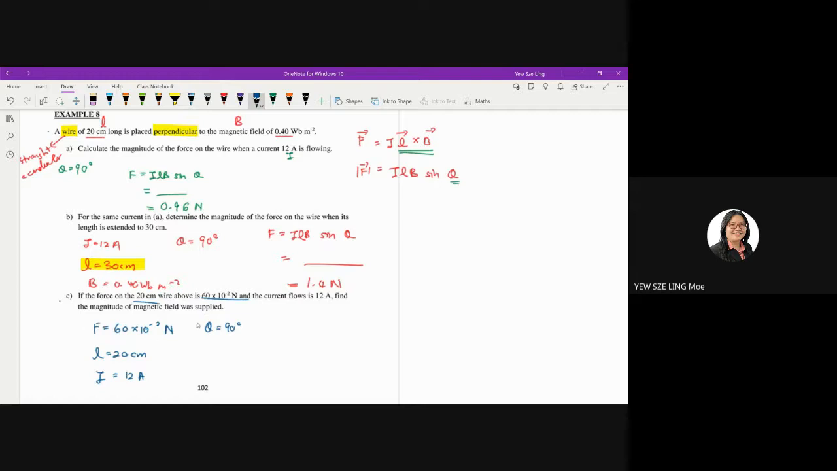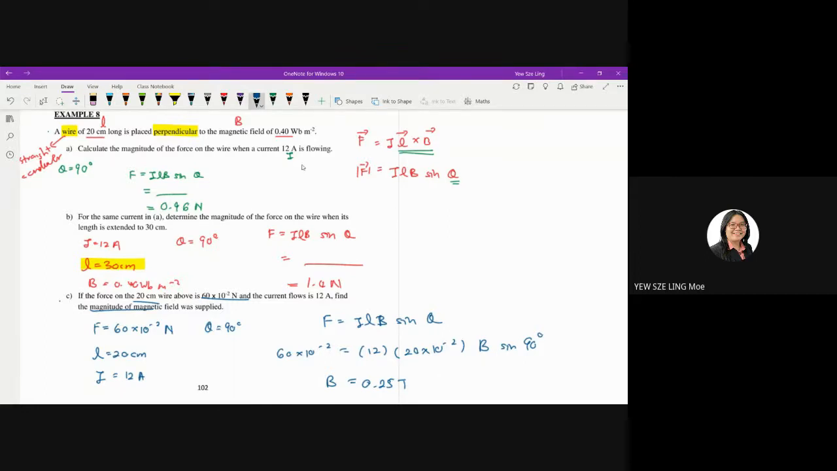All right. So now that you have all this, you want to find B. So F equals ILB sine theta. F is 60 times 10 to the power negative 2 equals I, given 12, L is 20 times 10 to the power negative 2, B is an unknown, and then sine 90 degrees. Rearrange the equation. B is equal to 0.25 Tesla. Okay, 0.25 Tesla. So that is how you solve example 8.